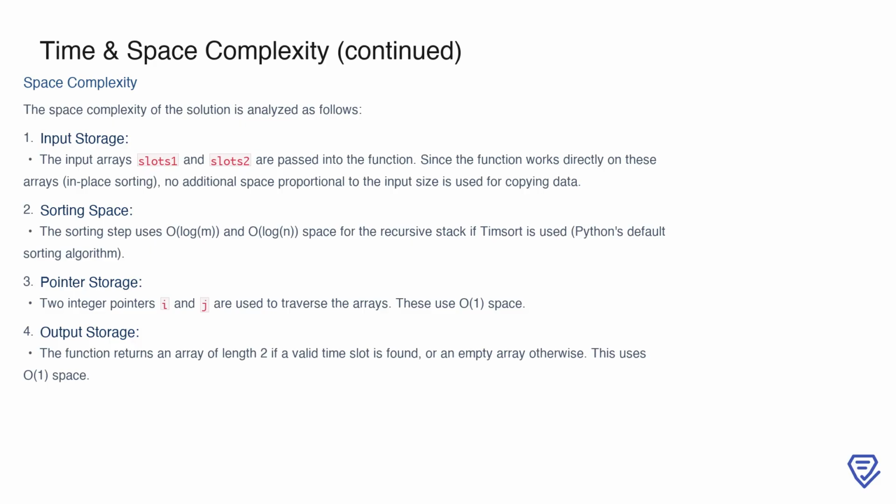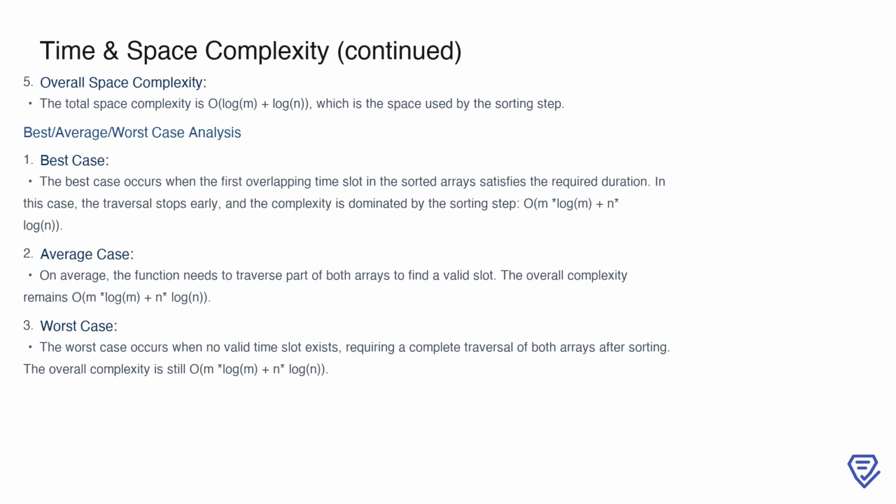Additionally, we use two integer pointers, i and j, to traverse the arrays, which require O(1) space. Finally, the function returns either a single time slot of length 2 or an empty array, both of which use O(1) space. Combining these factors, the overall space complexity of the solution is O(log m + log n), which is determined by the space required for sorting. The total space complexity of this solution is O(log m + log n), primarily due to the sorting step.